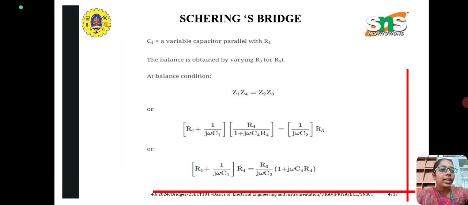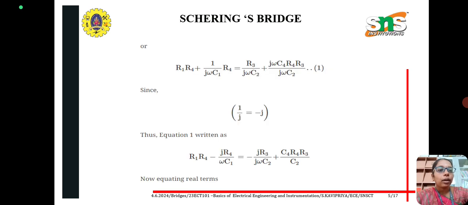Z1, Z4, Z2 and Z3 are the impedances, and we have an impedance equation for each. Z1 is equal to R1 plus 1 by j omega C1, Z4 is R4 by 1 plus j omega C4 R4, Z2 is 1 by j omega C2 and Z3 is R3. On rearranging, we get R1 R4 minus j R4 by omega C1 is equal to minus j R3 by omega C2 plus C4 R4 R3 by C2, where 1 by j is equal to minus j. After getting this equation, we equate the real and imaginary terms.